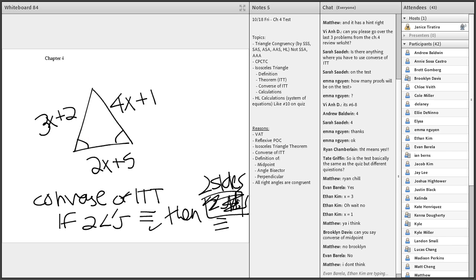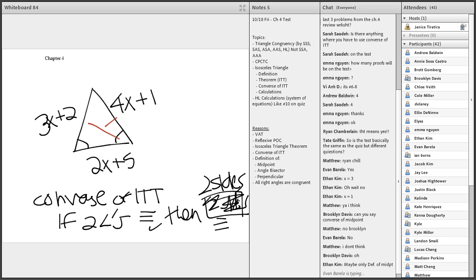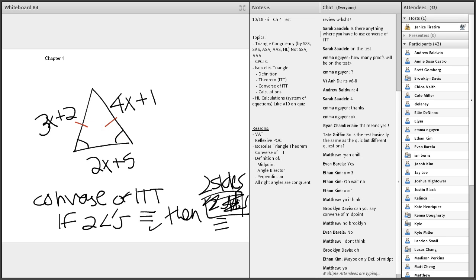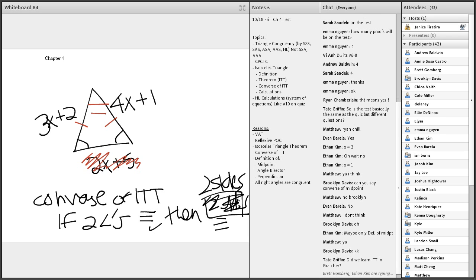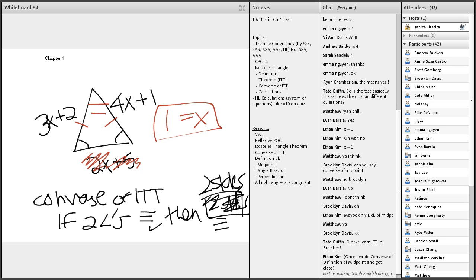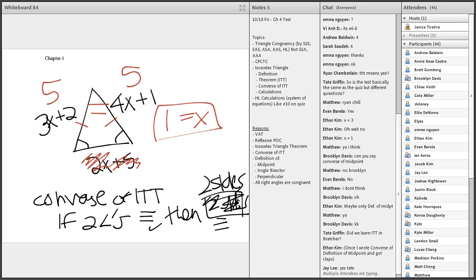So it will be the 4x plus 1, and across the other angle, 3x plus 2. We set these equal to each other, and I believe x will equal 1. Then you plug it back in if you need to. 3 times 1 is 3 plus 2, so this is 5 units. And 4 times 1 is 4 plus 1 is 5 units. So that's when you would use the converse.